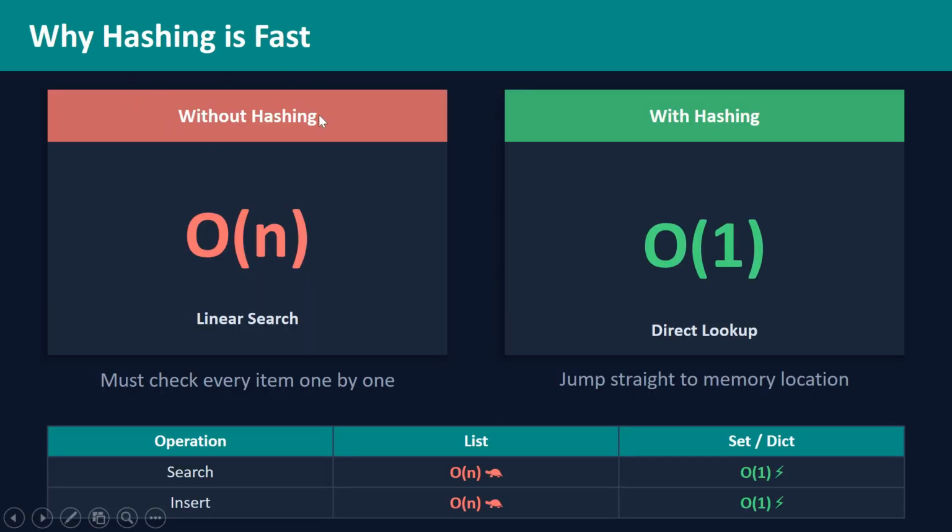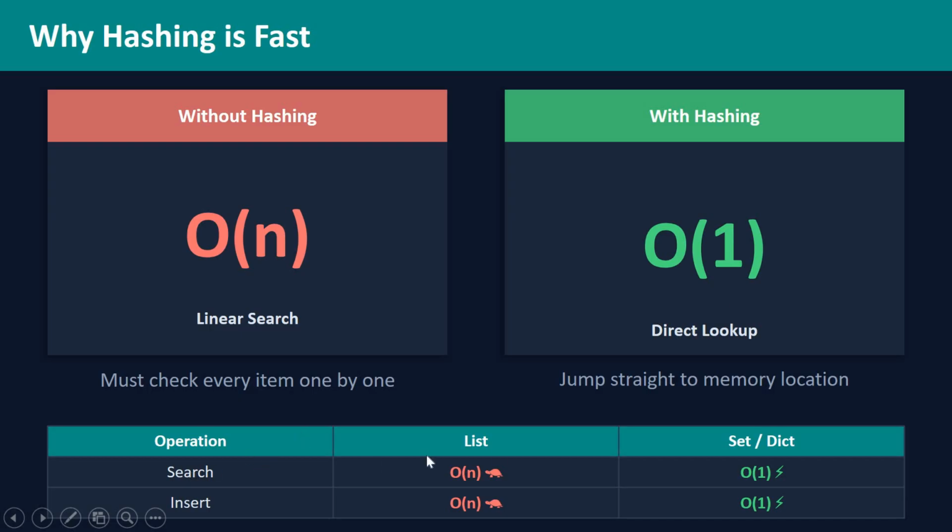Next, why is hashing fast? Without hashing it will take n number of searches. With hashing it will take only one search because of the direct lookup, and direct lookup means using the hash code only. So it will directly go to the hash code, and the hash code will directly give you the element. Without a hash code you must check every item one by one, but here it goes straight to the memory location. That's why hashing is much faster for retrieval, right?